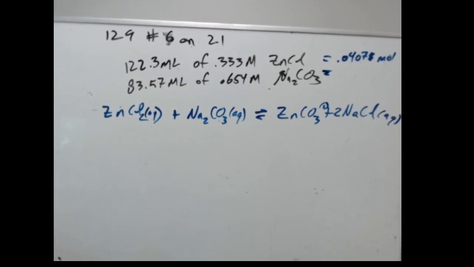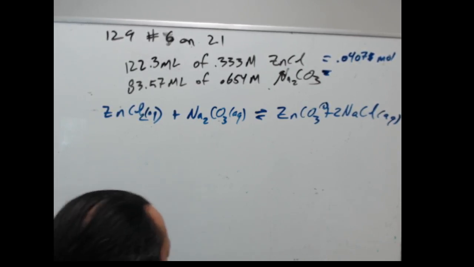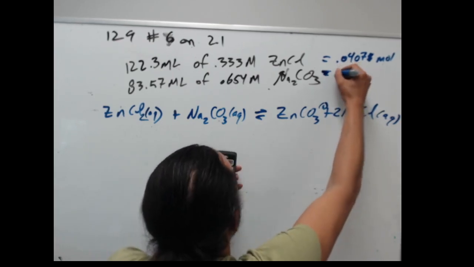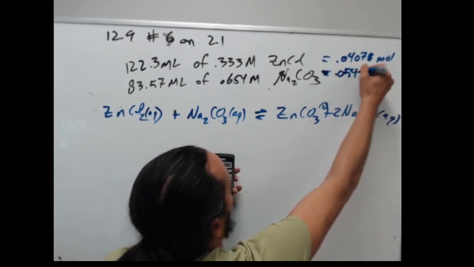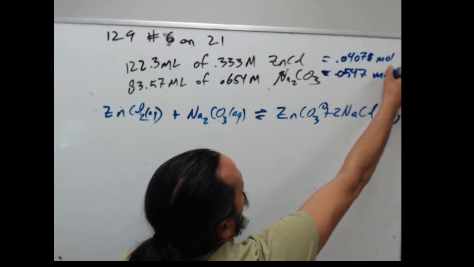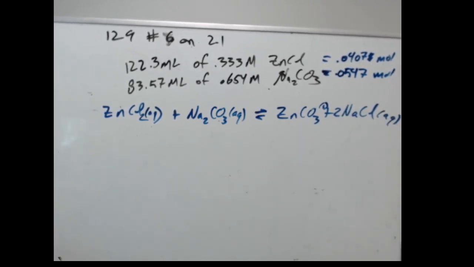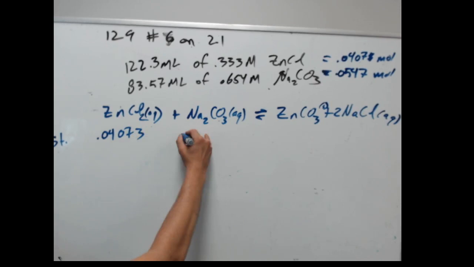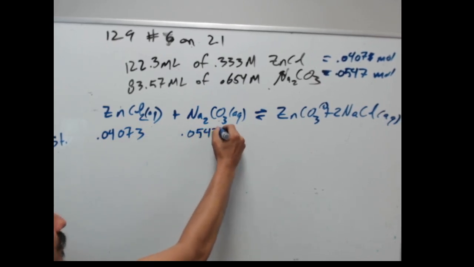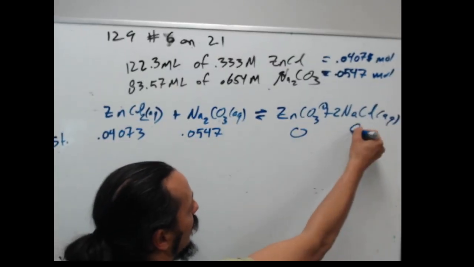Yeah, and then we do the same thing here. We do 83.57 divided by 1,000 times 0.654. And we get 0.0547 moles. Right, and I can write those numbers here in my starting amounts. 0.04073 and 0.0547. Start with zeros of those things.